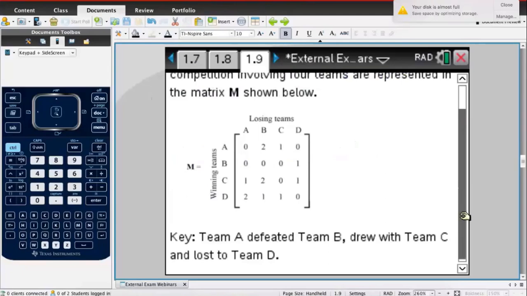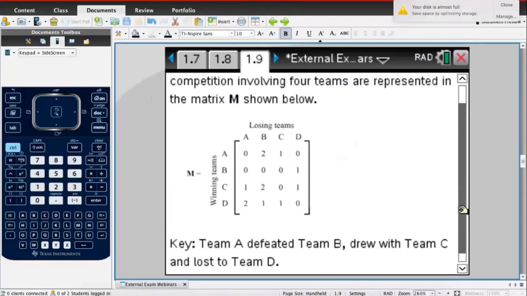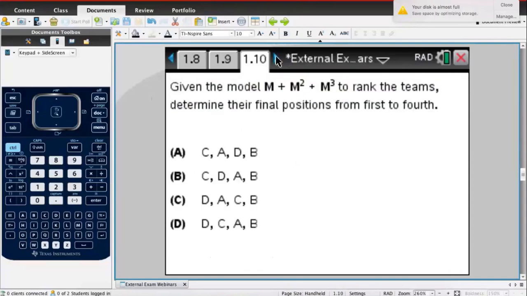So moving right along on to matrices, and this is a dominance question that was multi-choice as well. So we've got Team A defeated Team B, so they get 2 points. They had a draw with C, so they get 1 point, and they lost to D, so they didn't get any points. So that's the win-loss matrix and the points allocation. And if we look at the model that they want us to use, n plus n squared plus n cubed to rank the teams.